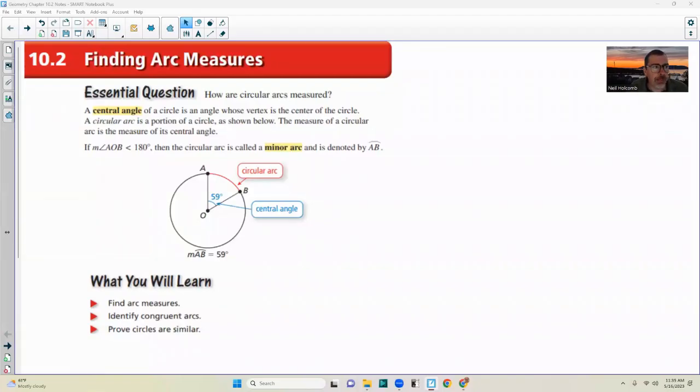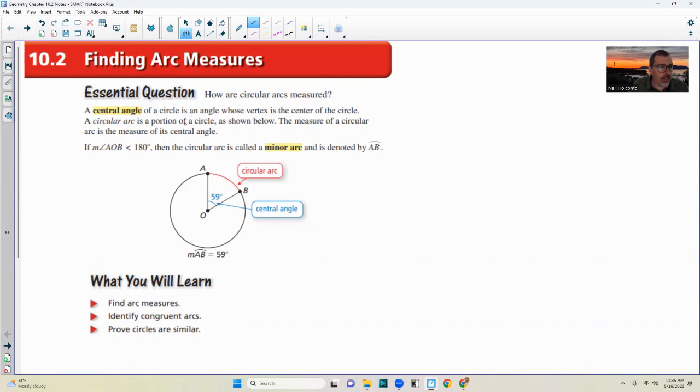Okay, this is chapter 10.2, finding arc measures. The essential question is, how are circular arcs measured? A central angle of a circle is an angle whose vertex is the center of the circle. Okay, central angle. The vertex is the center of the angle.